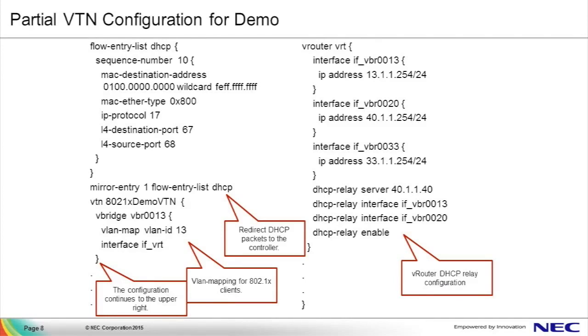Here we'll illustrate the relevant partial VTN configuration for our upcoming demo. We'll highlight how to configure DHCP relay on the programmable flow controller, as well as the VLAN mapping technique as illustrated in our previous slides.